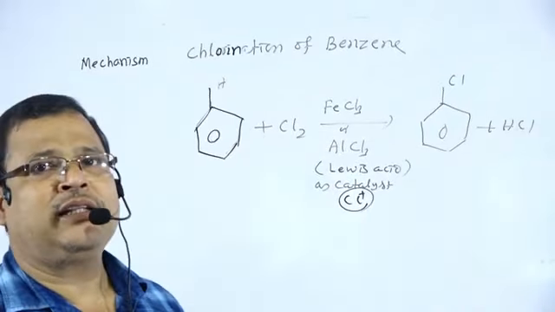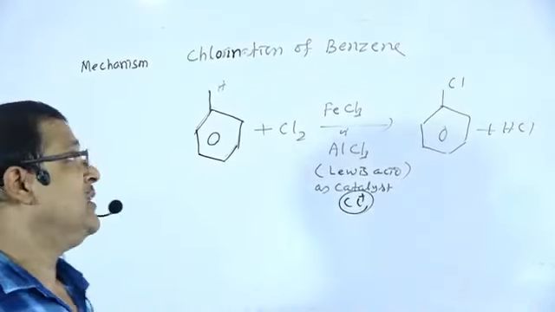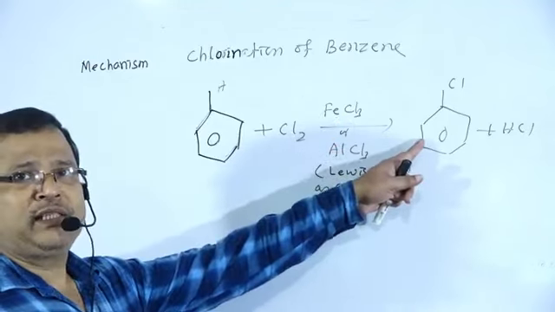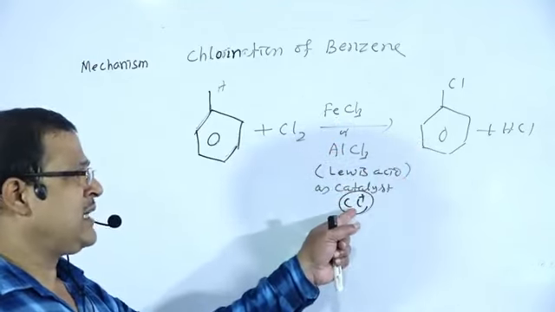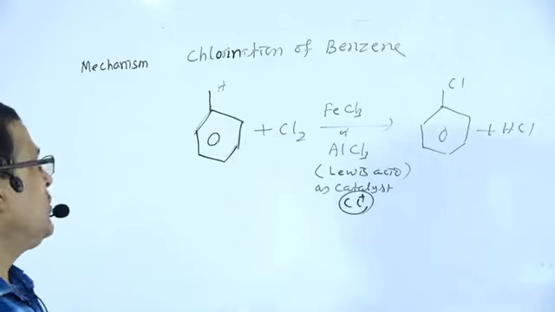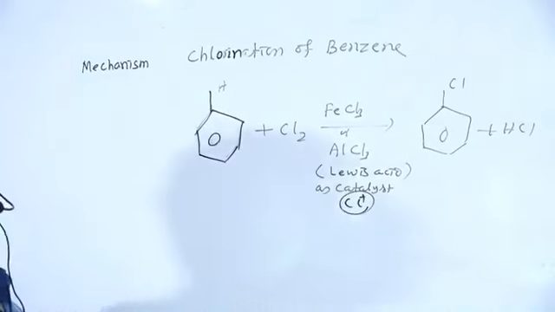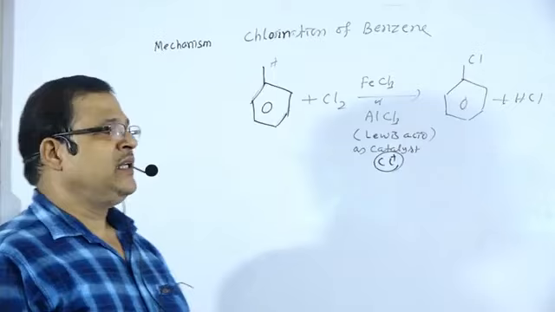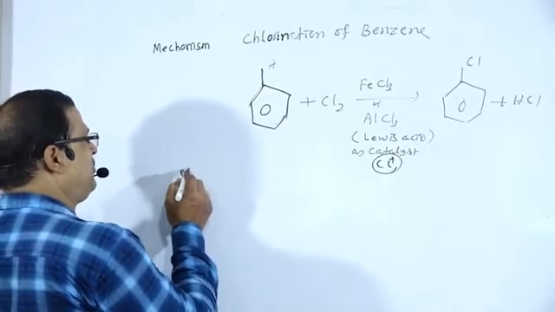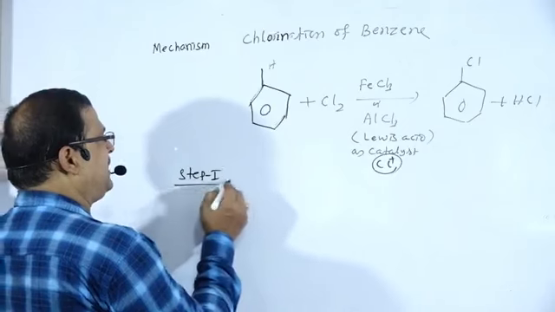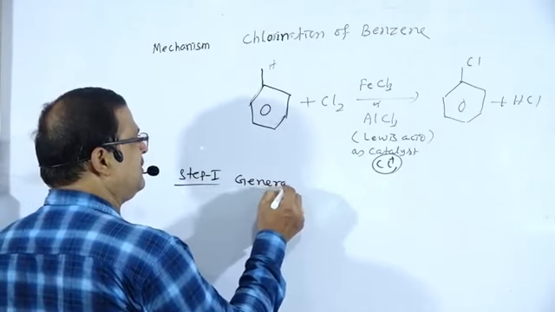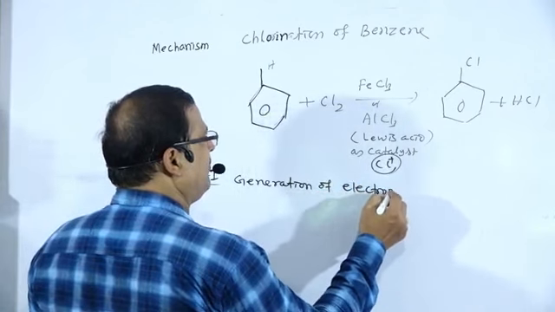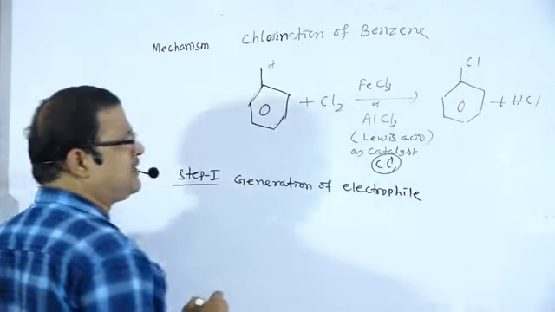Next we will explain the mechanism of the chlorination reaction. Benzene reacts with chlorine in the presence of FeCl3 or AlCl3 to form chlorobenzene. In this case, Cl+ will act as the electrophile. We have to explain how the reaction takes place through the mechanism. This reaction proceeds through three steps. In step 1, generation of the electrophile.